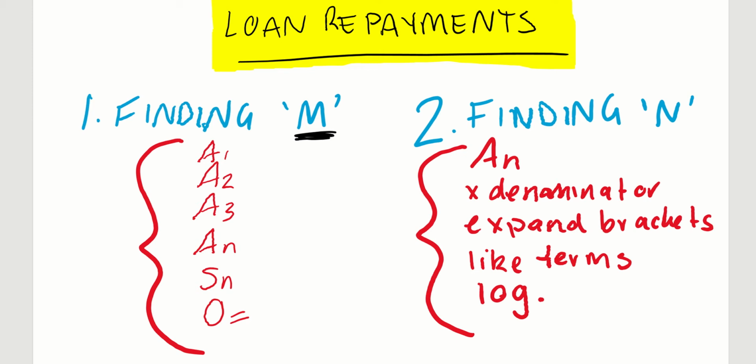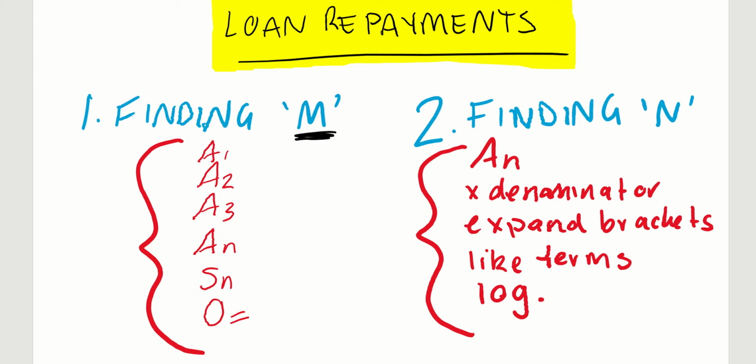I've broken it down into two parts because there are two main styles of questions they can ask you. Number one, the most common question they will ask you is finding M, where M is your monthly repayment. The second style, which is more difficult, is finding N, where N is the number of time periods. So that's where they ask you, okay, how long would it take to pay off something? And I've narrowed it down to just some simple steps here, so you need to remember these.